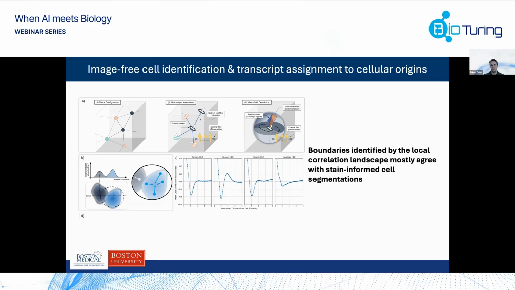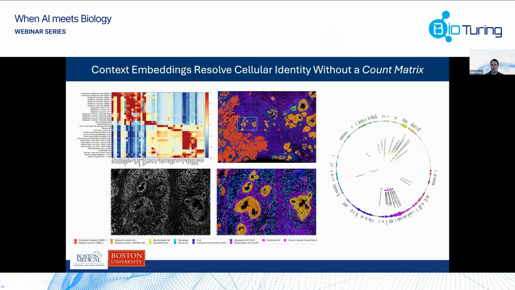We're not using any stains for the local correlation landscape. And you can see this is the boundary. It really nicely correlates with where the expected boundary is for all the different data sets. So that at least indicates that our local correlation landscape agrees with the stain-informed cell segmentation, which I think is pretty great. We do believe that it sometimes works better and sometimes it doesn't, because the stains are not always perfect. But once you have all of that data, you can then assign transcripts to their cellular origin.